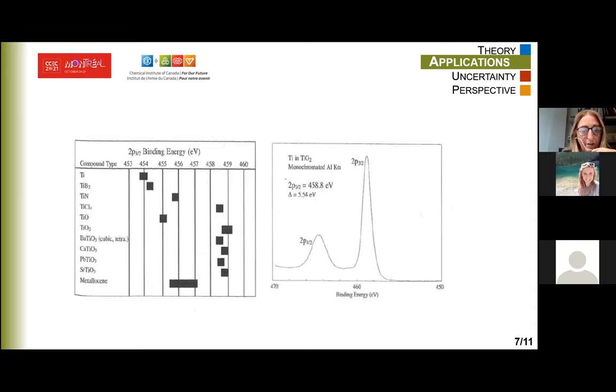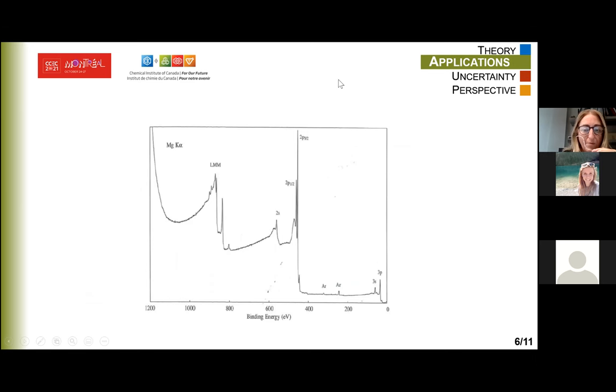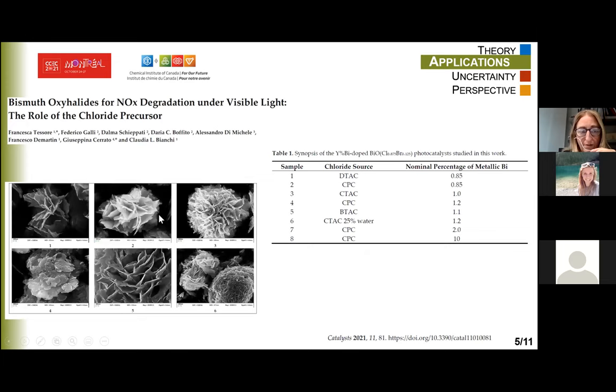Now, going back once more to our previous example. In the case of our photocatalyst, we have the bismuth, as I mentioned, and our opinion is that probably with the presence of chlorine, we have the possibility to have several bismuth at the surface of our samples.